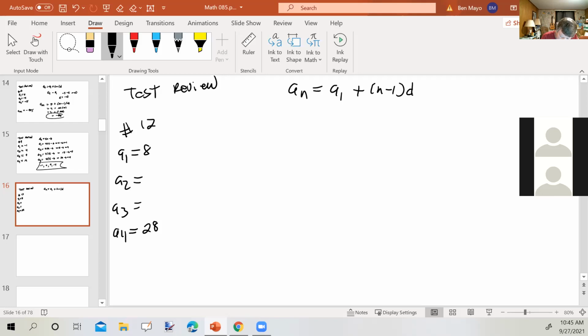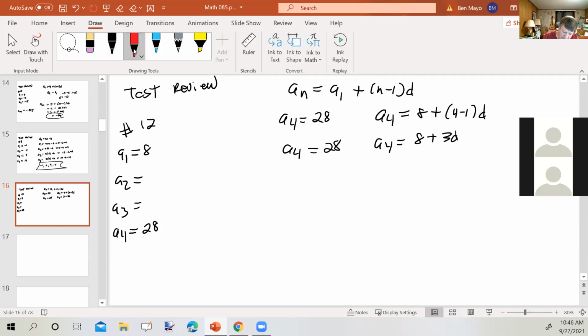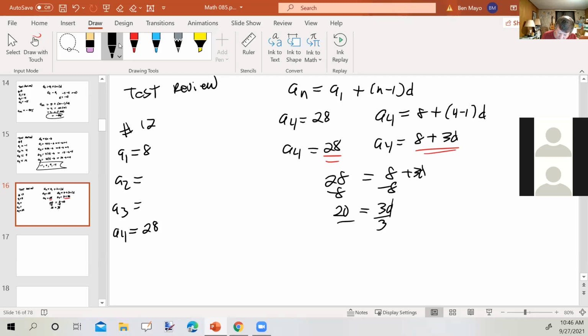So I know that a sub 4 is 28 because that's given. I also know that a sub 4 is a sub 1, which is 8, plus 4 minus 1 times d. So a sub 4 is 8 plus 3d, and a sub 4 is 28, which means 28 equals 8 plus 3d. Subtract 8 from both sides, 20 equals 3d, divide by 3, d equals 20/3.